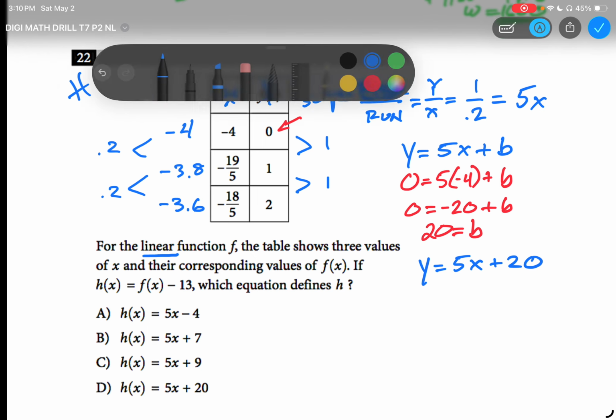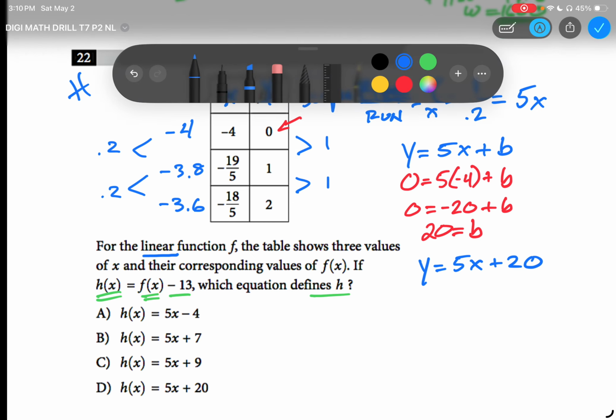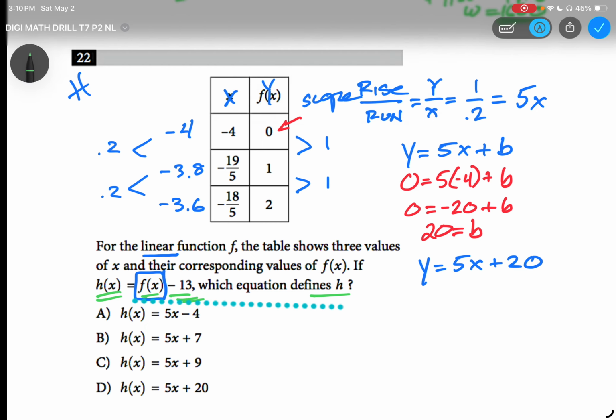The table shows 3 values of x and the corresponding values of y, or f of x. If h of x equals f of x minus 13, which equation defines h? Now, the original formula is f of x. So they're saying if we had the original formula but we subtracted 13, what are we going to subtract 13 from? We'll subtract it from our y-intercept. In y equals mx plus b, our b value is 20. So what would happen if we subtracted 13 from that? What is 20 minus 13? That'll be a positive 7. So our new form is going to be y equals 5x plus 7, which is B.